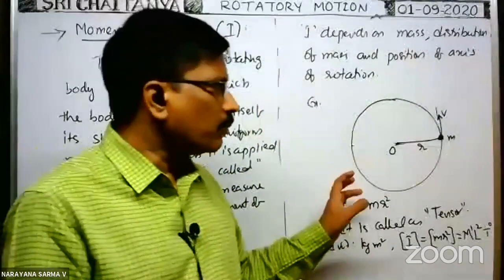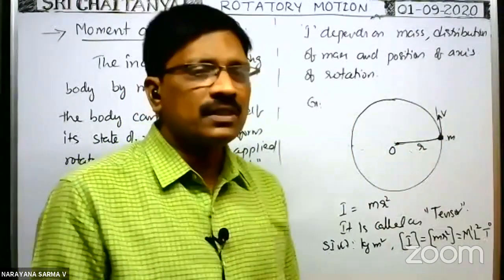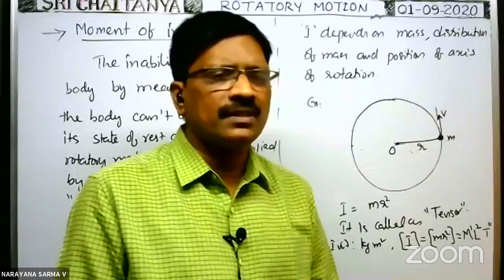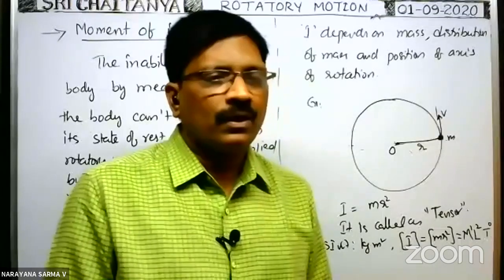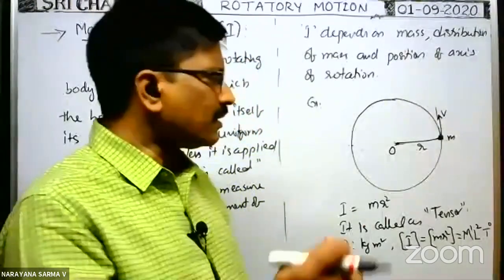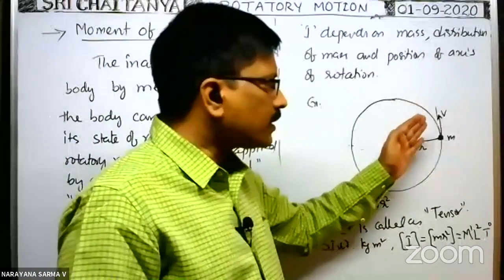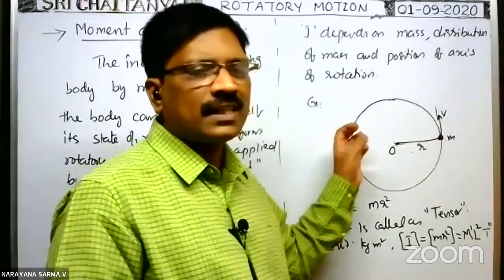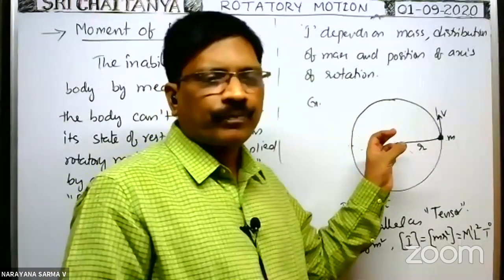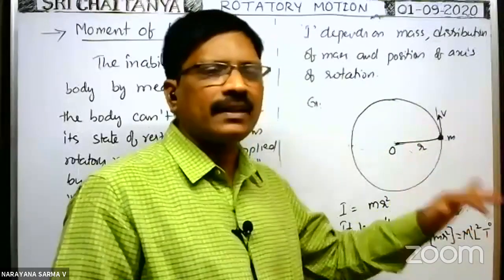Here we considered the moment of inertia of a single particle about the given axis of rotation. Suppose you consider a system which consists of a number of particles. What is a tensor? I said, the physical quantity whose value depends on the position of the axis of rotation is called a tensor. So it is not a vector, it is not a scalar.